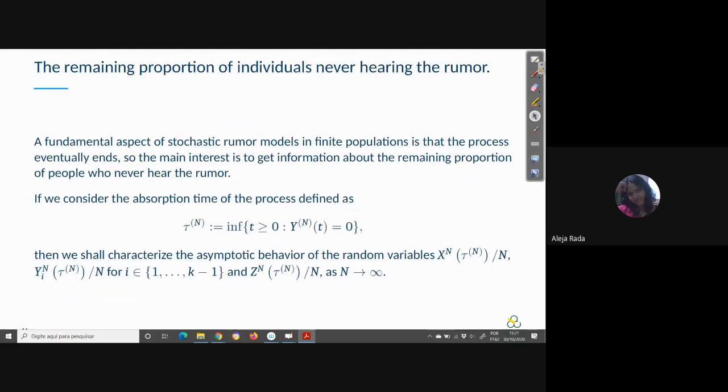Like I said before, the remaining proportion of the individuals is an important issue for us, and we want to find it. For that we define the absorption time. That is the time where I don't have any spreaders in my population. So if we find the characterization of the variables at the absorption time, we have to analyze these proportions at the time of the absorption. So I have the proportion of ignorants, the proportion of i-aware people, and the proportion of stiflers. Remember, I don't have a spreader anymore, so I don't have Y anymore.